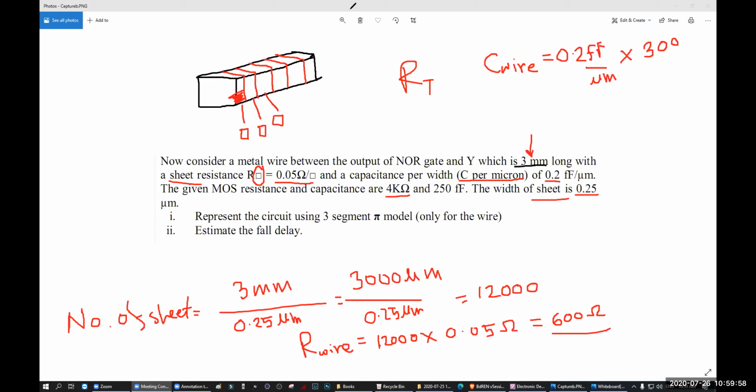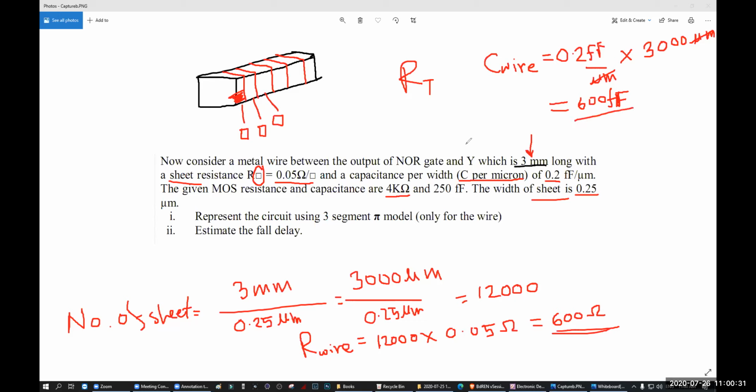Okay, 3000 micrometer. That means in total you have 3000 micrometer. So per micrometer, your capacitance is 0.2 femtofarad. So micrometer, they're actually gone. So what are you left with? You are left with 3000 into 0.2. Again 600 femtofarad, right? 600 femtofarad. Remember, you have 600 ohm, 600 femtofarad.